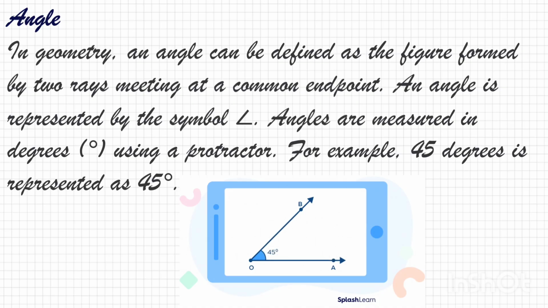Angle. In geometry, an angle can be defined as a figure formed by two rays meeting at a common endpoint. An angle is represented by the symbol ∠. Angles are measured in degrees using a protractor. For example, 45 degrees is represented as 45°.